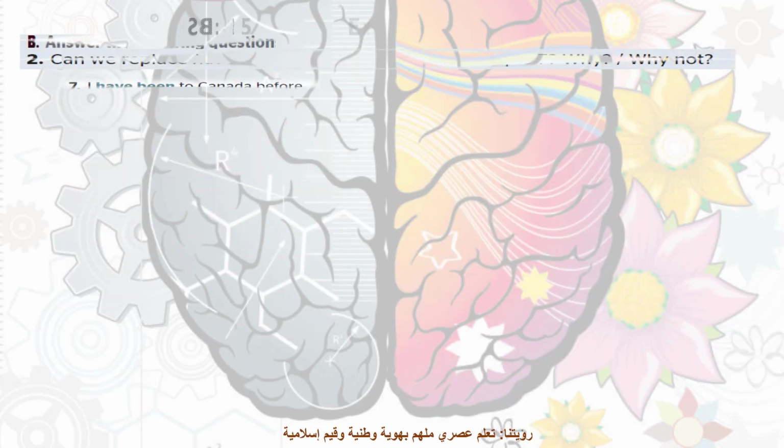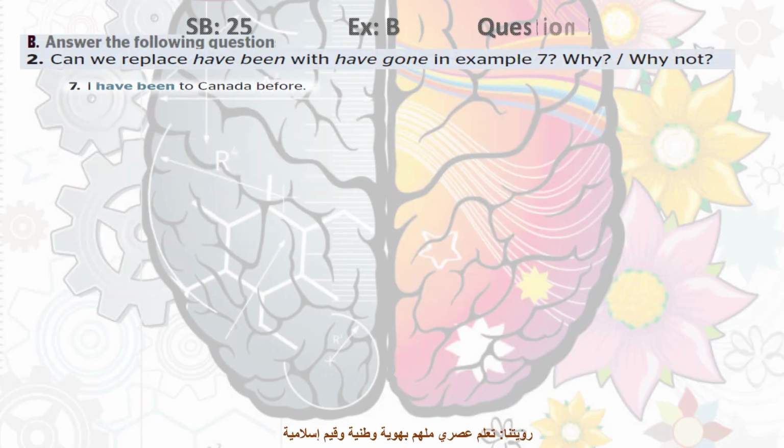Question number 2. Can we replace have been with have gone in example 7? Why and why not? Here is example 7. I have been to Canada before. Again, watch a short video that may help you answer this question. Please take notes.